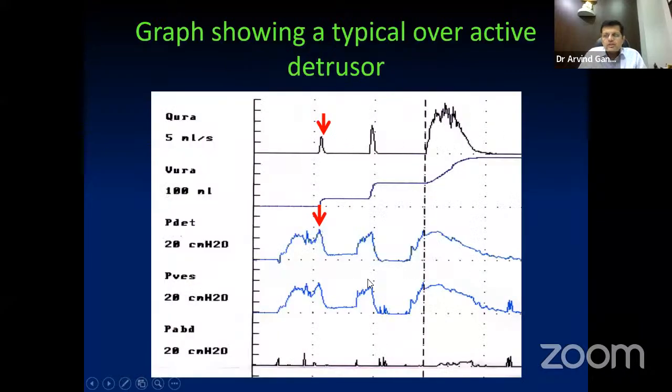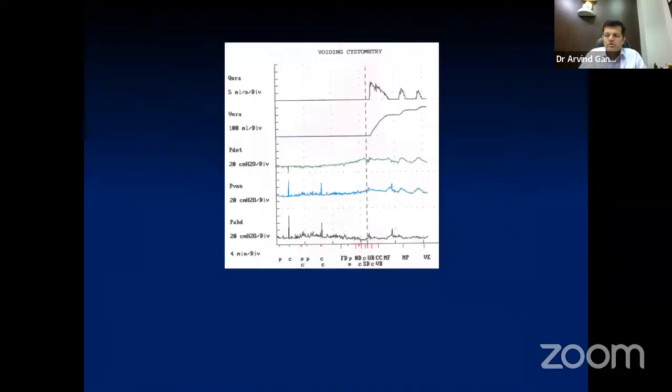Typically you see that the patient is having frequency and urgency and the patient has leaked urine during the filling phase. He has voided with a good flow. So most likely the patient is having an overactive bladder or an OAB.